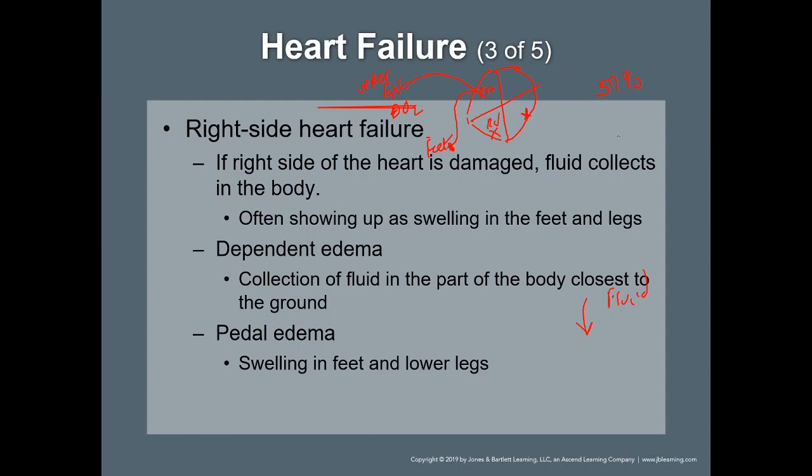So let's say you have a healthy heart. You have 100% contractions. These folks are contracting at about 50% of the normal contraction. That's significant. That's significant.